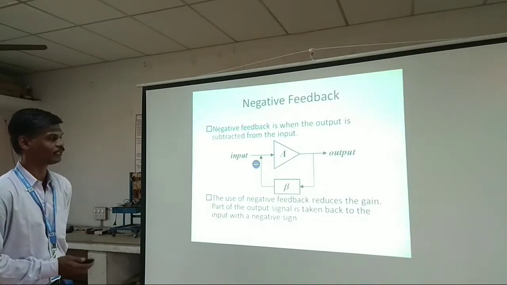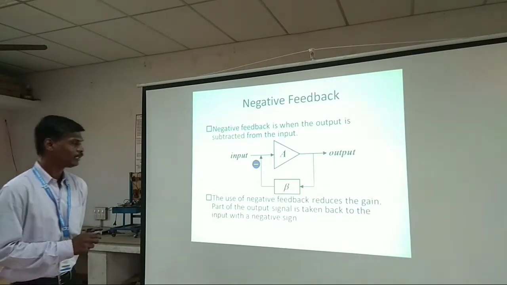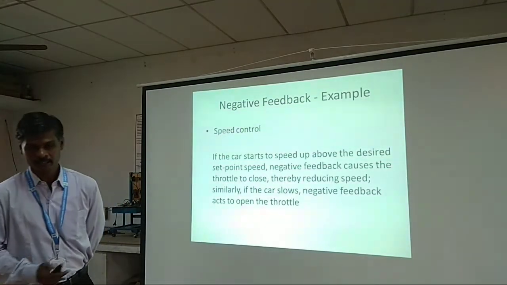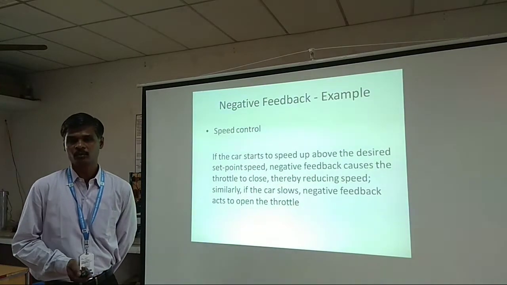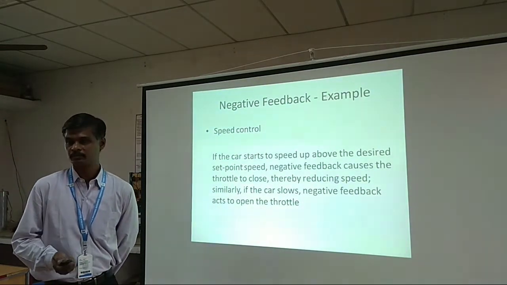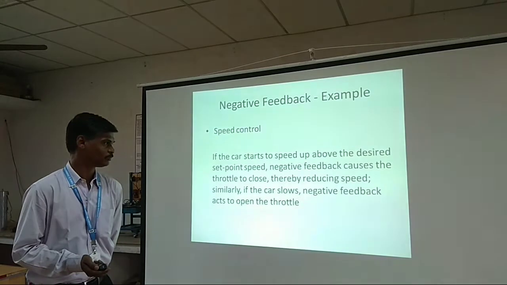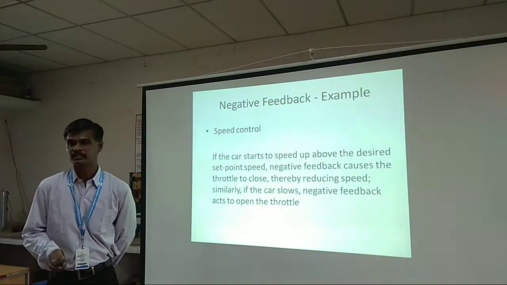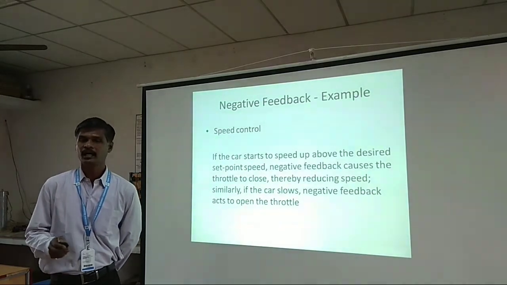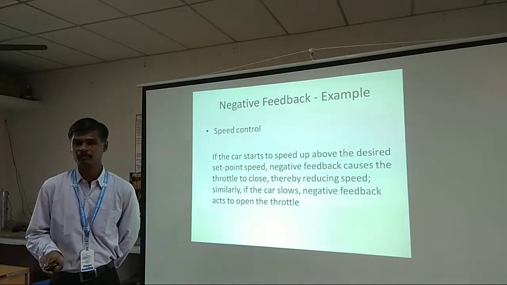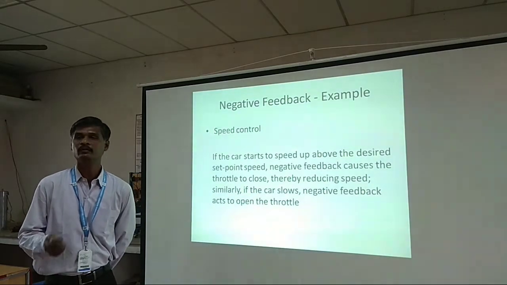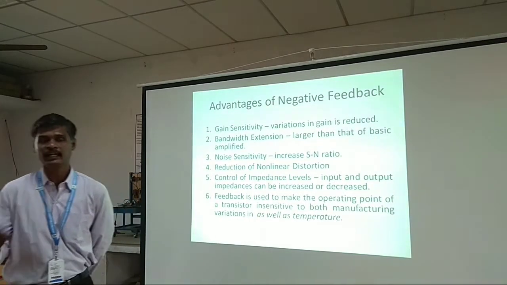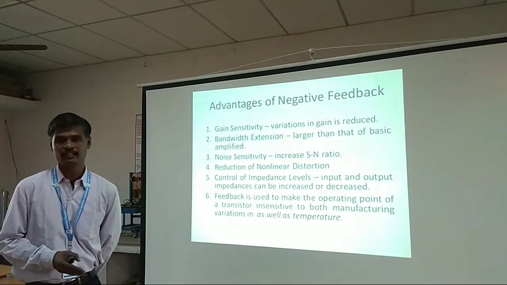The use of negative feedback reduces the gain, but part of the output signal is taken back to the input with negative sign. For example, in speed control, if the car starts to speed up above the desired set point speed, then the negative feedback causes the throttle to close, thereby reducing the speed. Similarly, if the car is very slow, the negative feedback acts to open the throttle in order to increase the speed of the car. So likewise, we can improve the ability of the amplifier with the help of negative feedback.